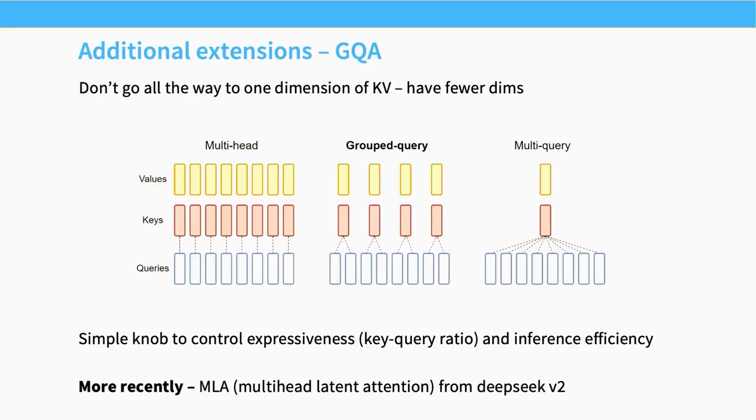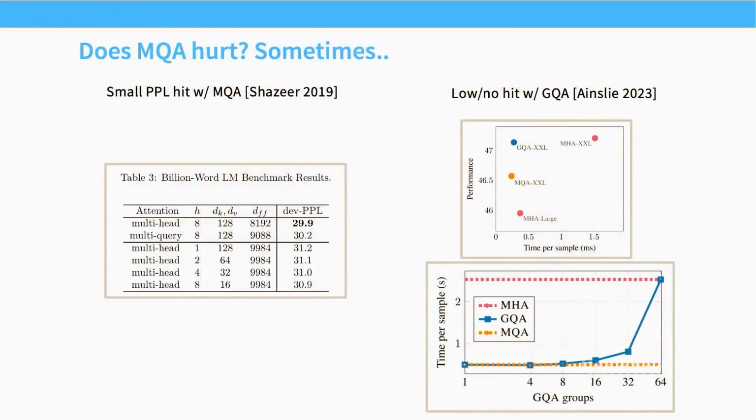There are other tricks from DeepSeek v2, multi-head latent attention, that I'll mention briefly next time, which have a different kind of factorization structure and a different set of trade-offs. But really, the nice thing about GQA is that in practice, the trade-off is quite favorable.